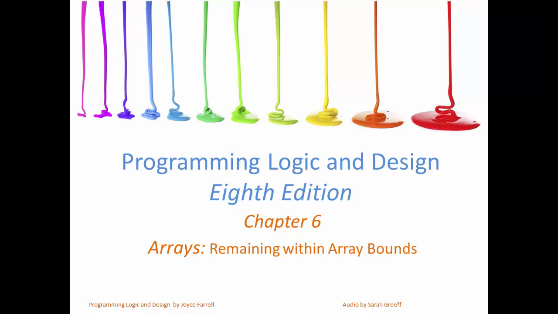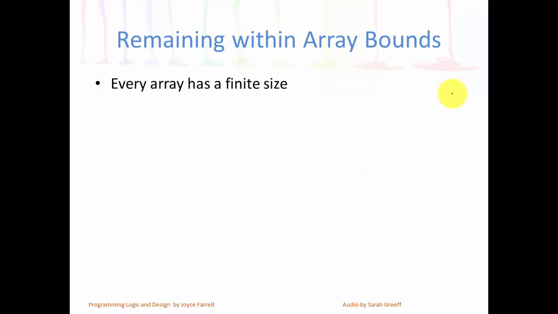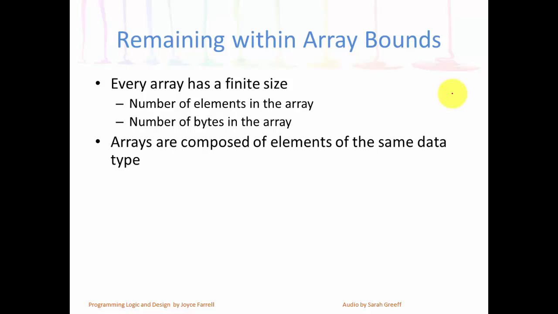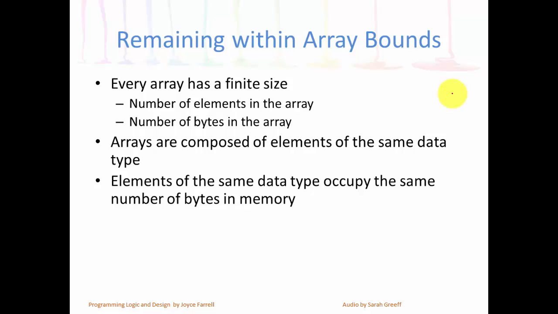In this section, we're going to be discussing remaining within array bounds. Every array has a finite size. We know that a number of elements is in an array and a number of bytes is in the array. Now, arrays are composed of elements of the same data type, and those elements of the same data type occupy the same number of bytes in memory.